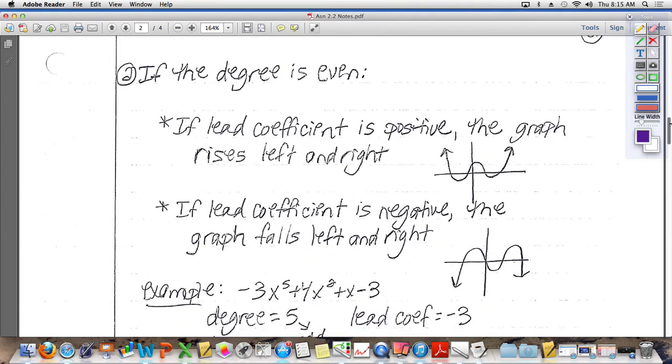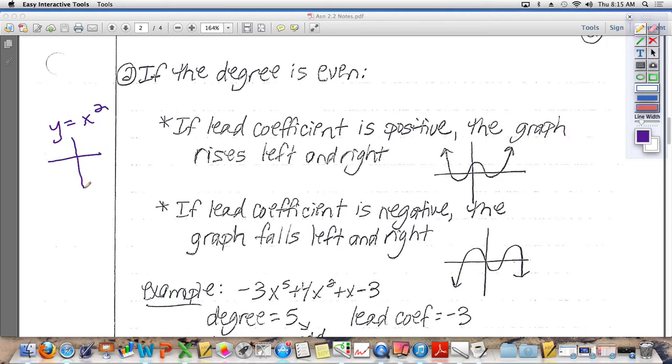If the degree is even, this is how I always remember this. Parabolas. Everyone knows what a parabola looks like, and parabolas are even degree. Y equals x squared. If it's an even degree, both ends are going to head up, or both ends might head down. So anytime you have an even power, 2, 4, 6, 8, 10, whatever the case is, both ends are going to head in the same direction.